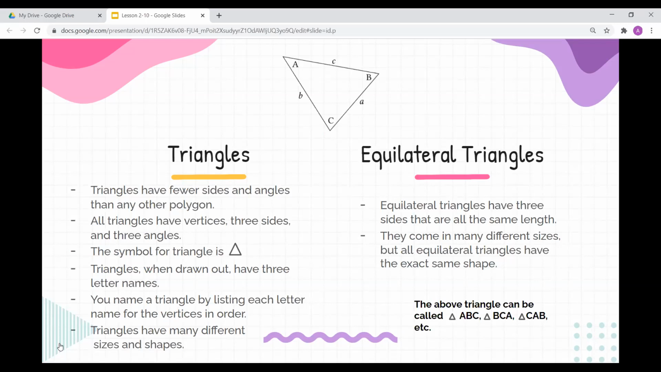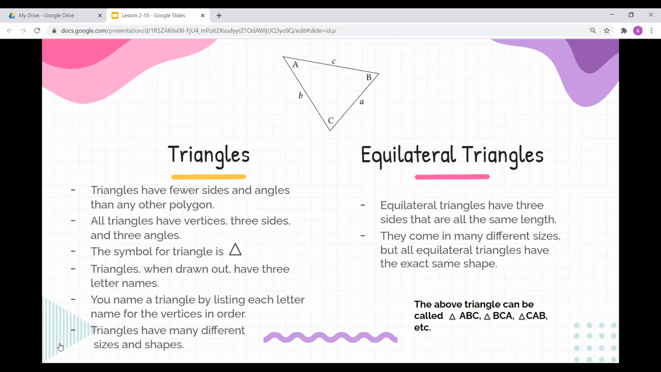You name a triangle by listing each letter name for the vertices in order. Triangles have many different shapes and sizes. And if you look at the below example, it says the above triangle can be called triangle ABC, triangle BCA, triangle CAB. What other ways could we name the triangle at the top? Think about it.